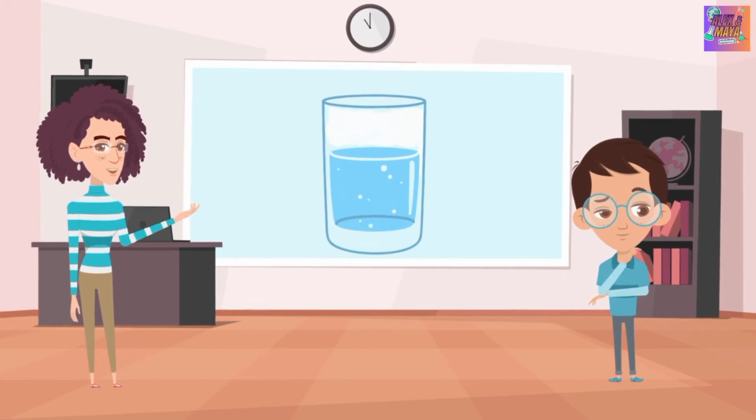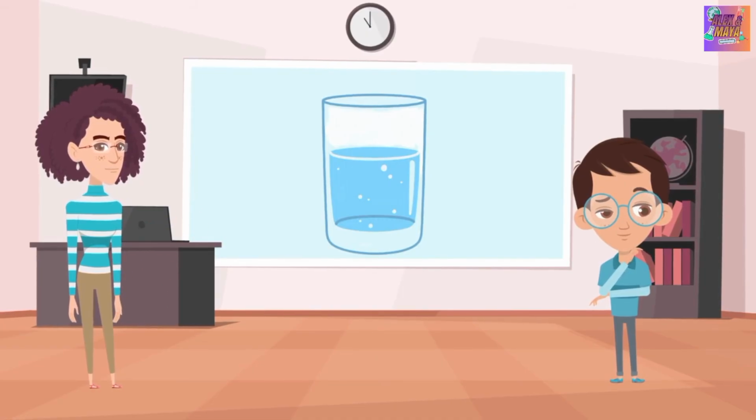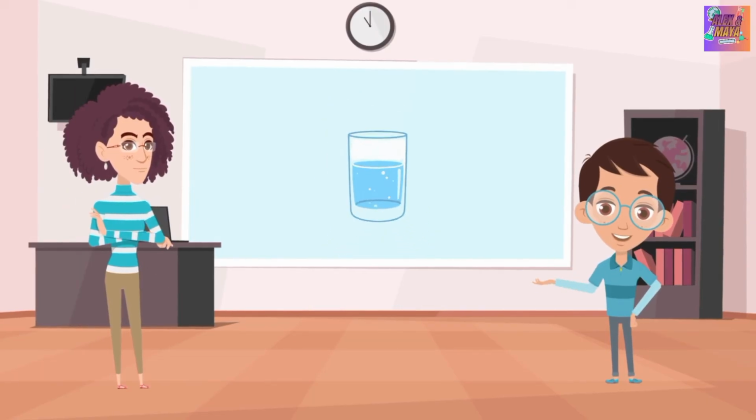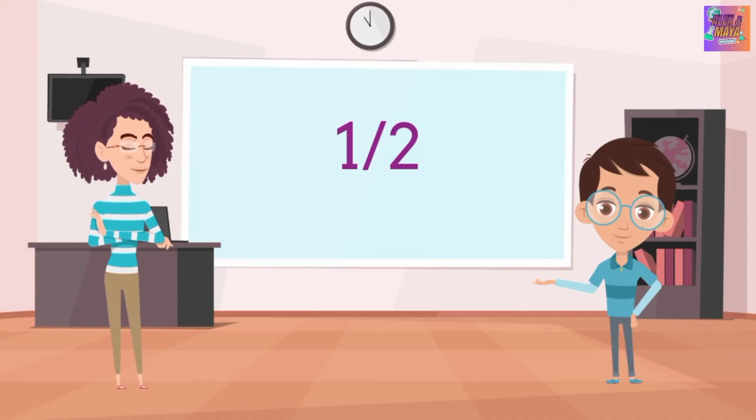This glass is filled up to the line in the middle. What fraction of the glass has water in it? It's filled up exactly halfway. That's the fraction 1/2. You got them both right.